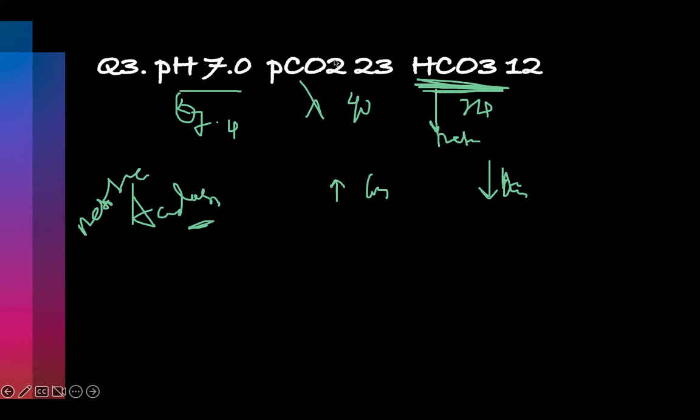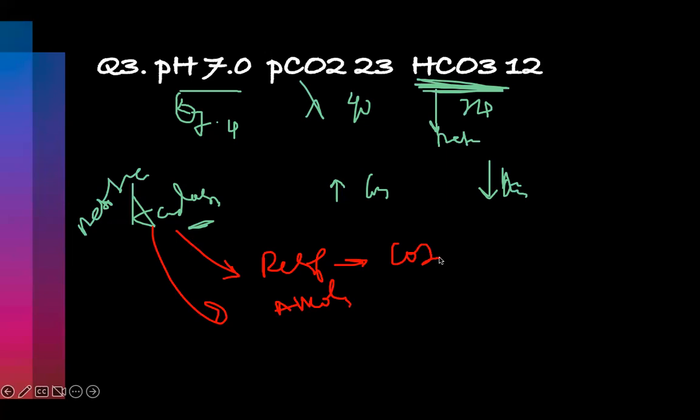Now, to compensate, if it's metabolic, I have to do a respiratory problem. Acidosis means I have to do an alkalotic problem. What is respiratory? CO2. And what is alkalotic? Lower CO2, right? And look at CO2. It has gone down to 23. It has done its job. That means it's compensated. But you say, oh no, it's not completely, because the pH is still not 7.4.